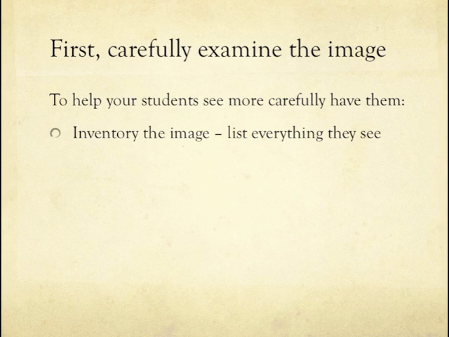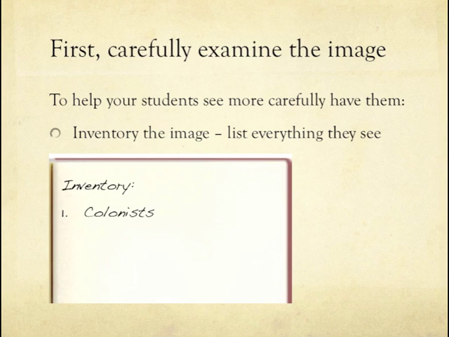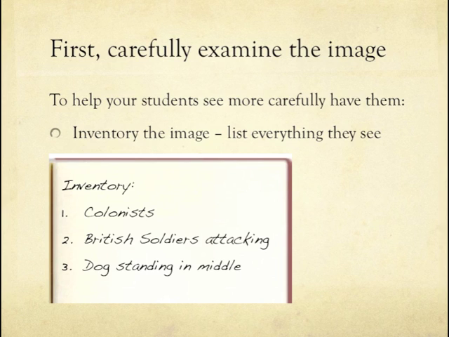One thing is to just have them list, to create an inventory of everything they see. In some cases, you might want to create a columned worksheet where they have a listing of everything that they see and a listing of what the people are doing. And again, just trying to get them to gather information about the image.